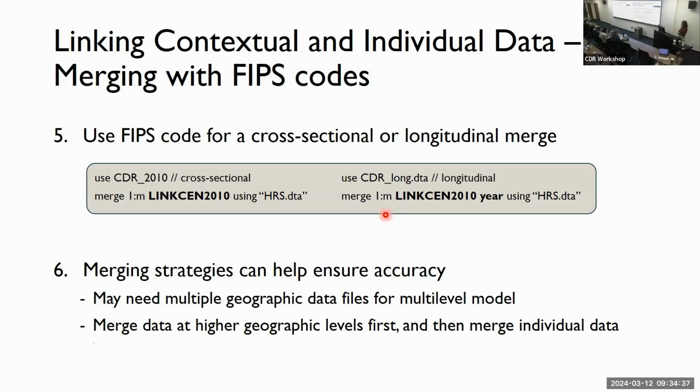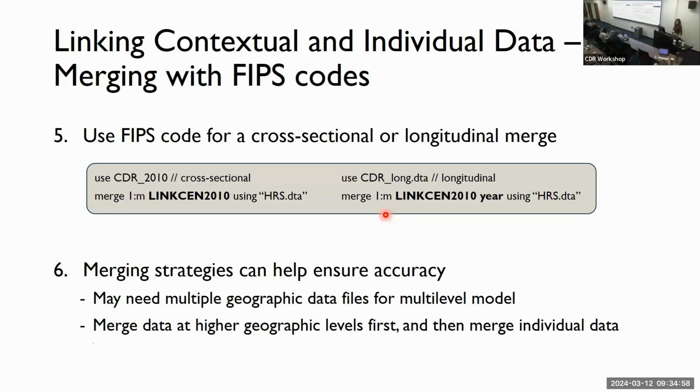Oh yeah, and then you also have Puerto Rico. If you have contextual data that doesn't cover Puerto Rico and people are living in Puerto Rico, you're not going to get a merge there with the individual levels, and vice versa if you don't have people from your individual data set in Puerto Rico.